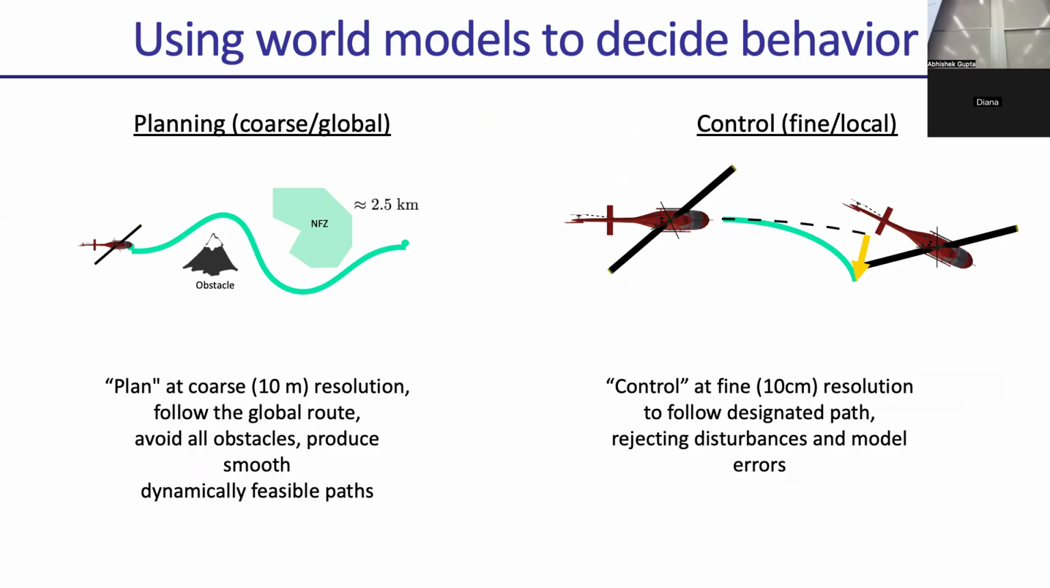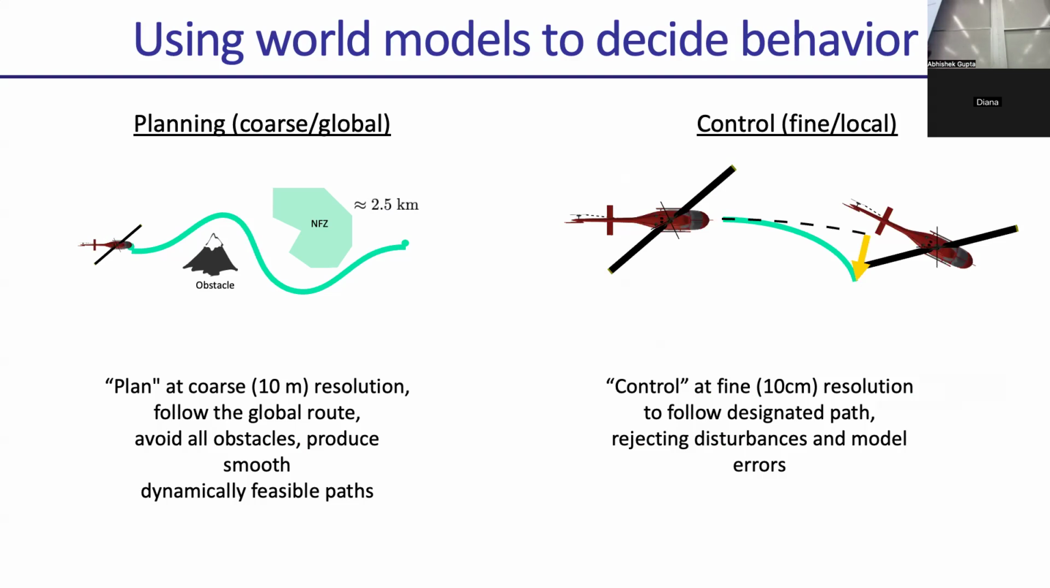So planning is saying I want to take my helicopter from point A to point B. I want to avoid that obstacle. I want to avoid that no-fly zone. How do I plan at the 10-meter resolution where to go? So I'm not planning at the level of how my blades move, but instead I'm planning at the level of what are my waypoints every 10 meters. And then I want to figure out how do I produce smooth paths? How do I produce paths that avoid the obstacles, satisfy the constraints, and so on.